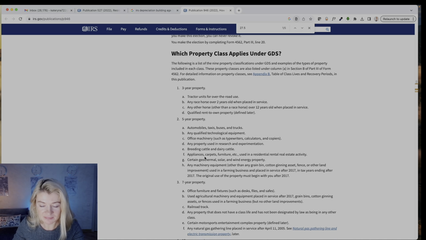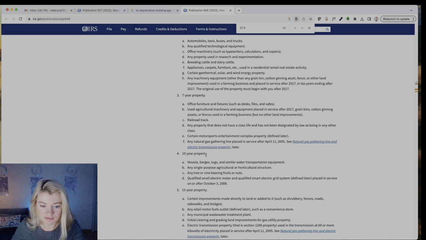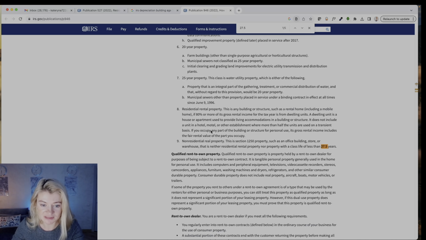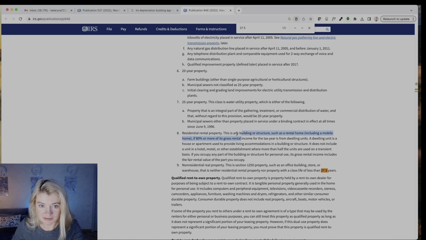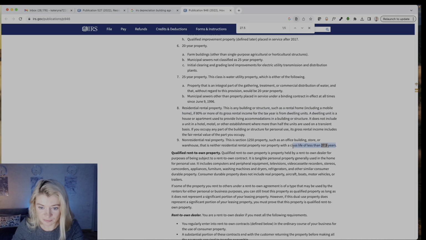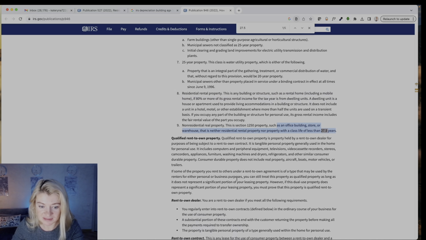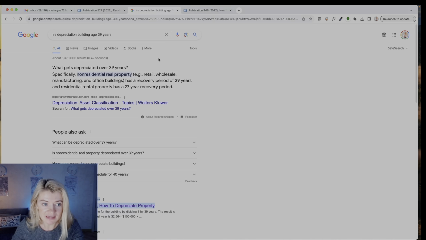I'll just go quickly over things that can be related to our rental real estate. Equipment, we depreciate over 5 years. Furniture, we depreciate over 7 years. And residential rental property, we depreciate over, I'm just trying to see where we got here, 27 and a half years.